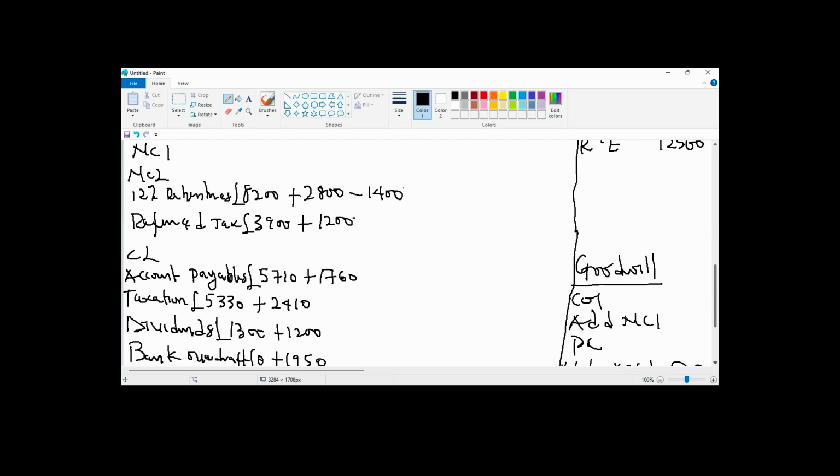And the plant had a remaining useful life of 4 years. Remaining useful life of 4 years. What is he talking about? Revaluation surplus. Next, I will go to the question. Let's share. Okay. Let me share the solution.